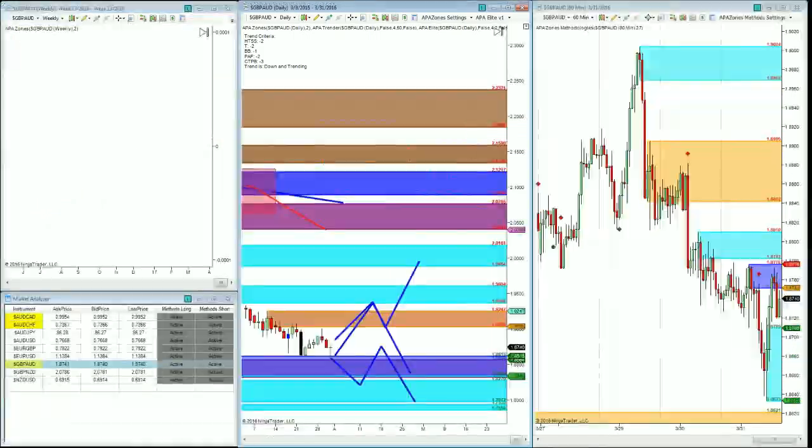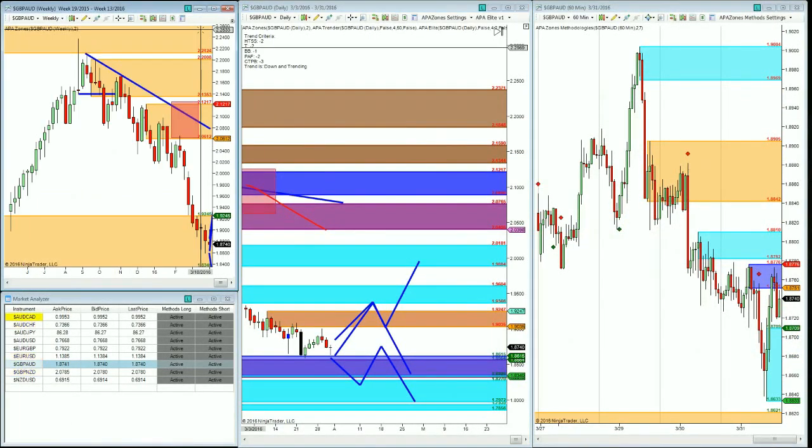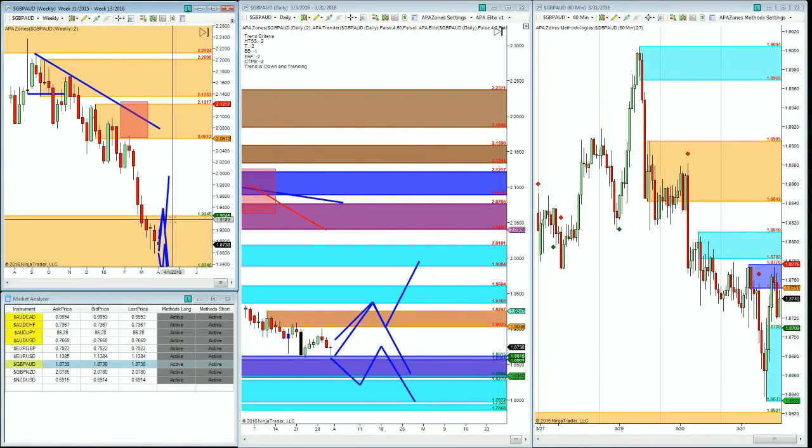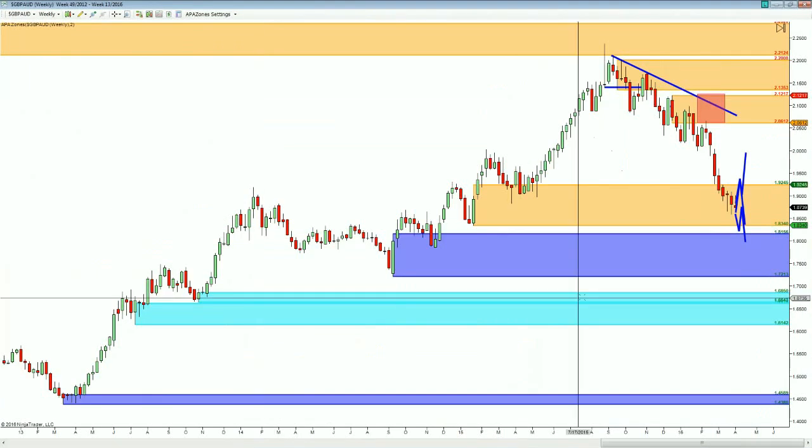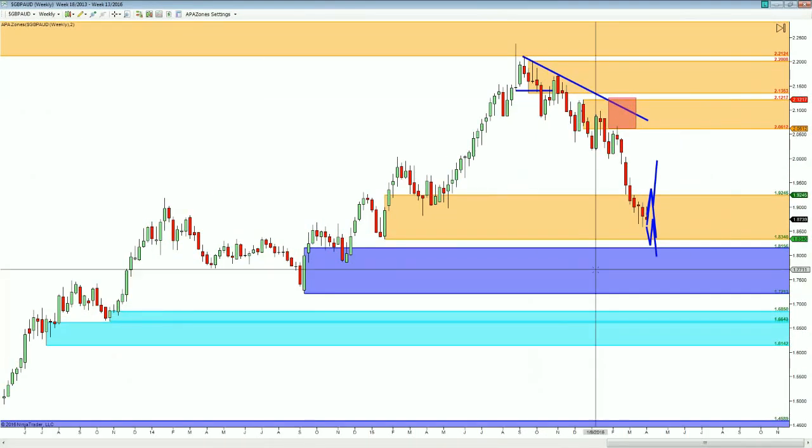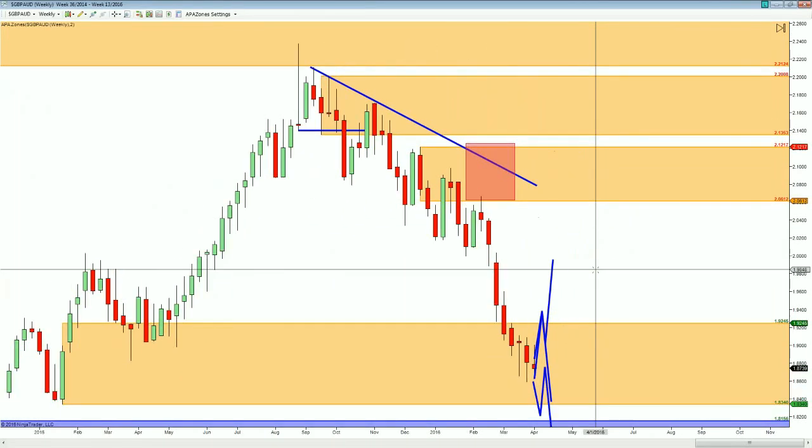I mean, we know that we're in weekly supply, so I know that there's going to be some type of reaction from this level. I don't know how big, but it is starting on the weekly. Mind you, this is a weekly. This thing is starting to get consolidated.